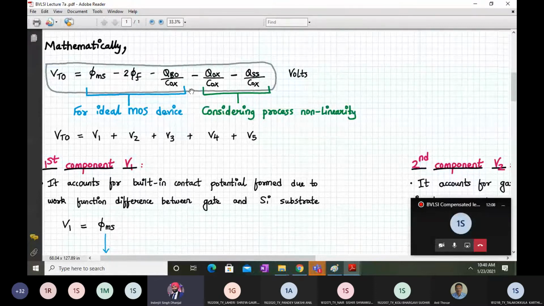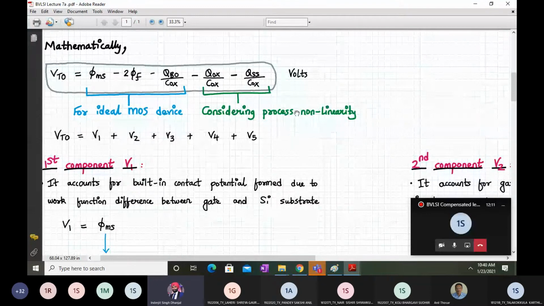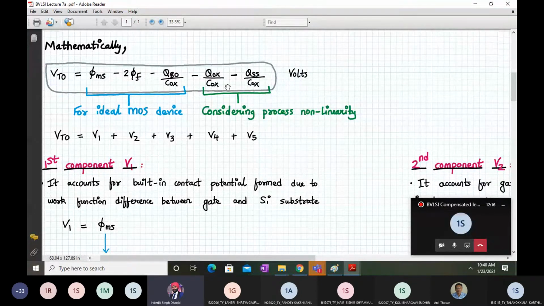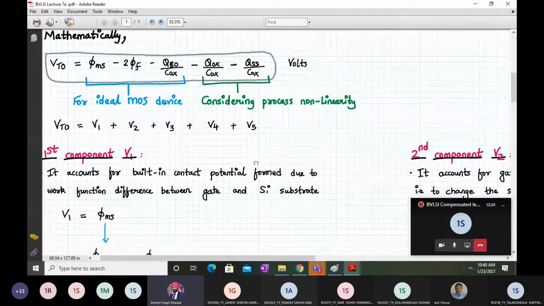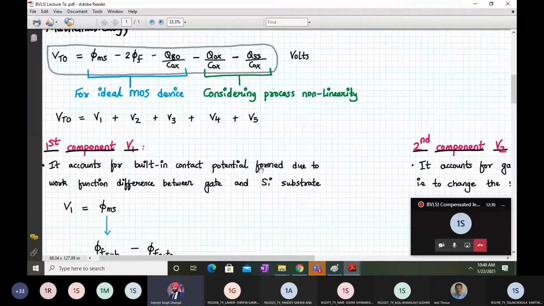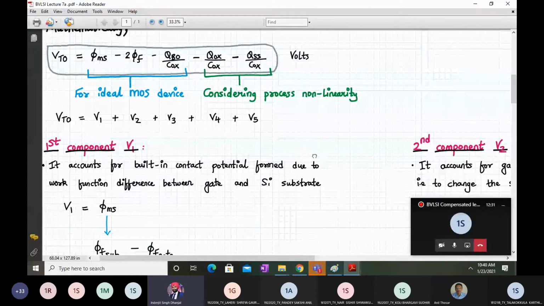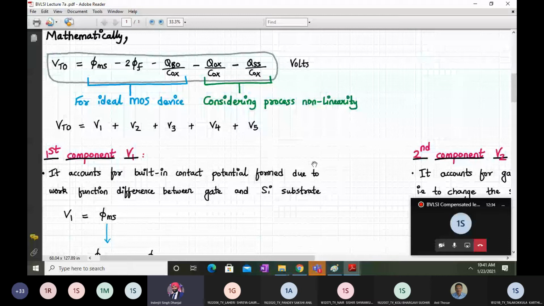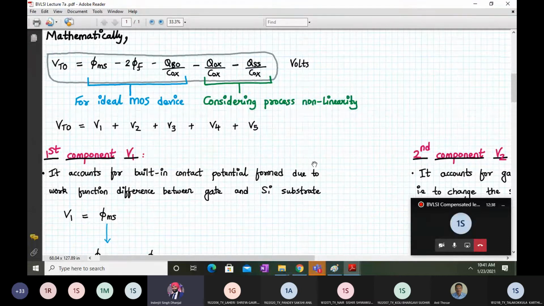The first three parameters are for an ideal MOS device, and the last two consider the process non-idealities. There might be fixed charges in the oxide layer, or fixed charges at the SiO2 interface. These are due to process non-idealities. Now I request you all to please note the formulas, at least, so that it will be easier while we solve the numericals. Note down the individual formulas for phi ms, phi f, QBO, COX, QOX, and QSS whenever I explain.